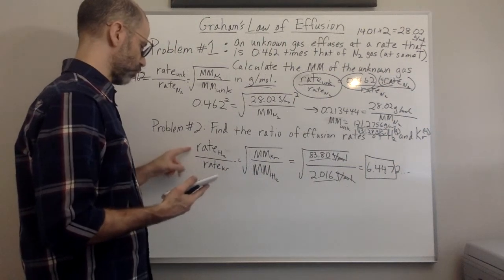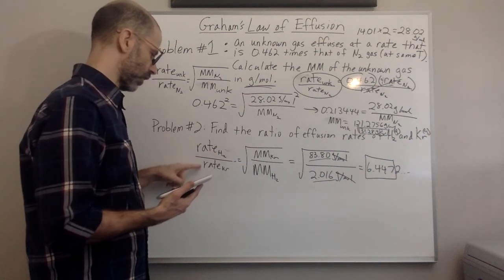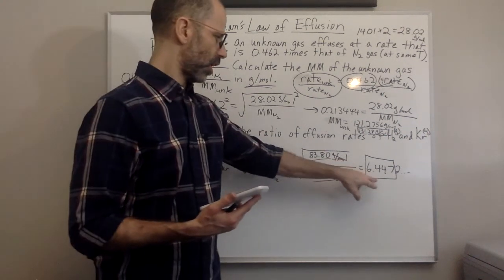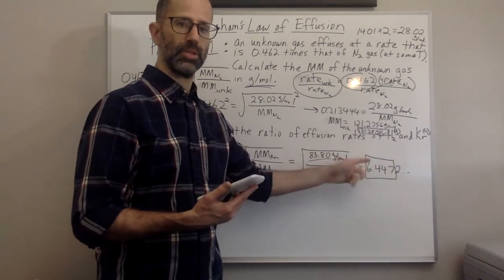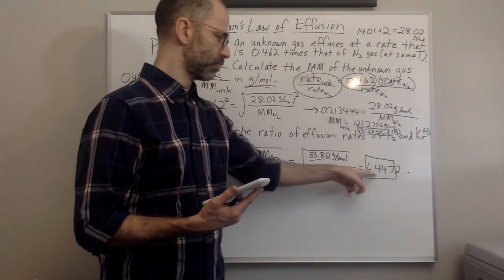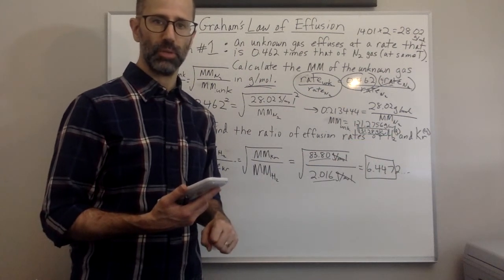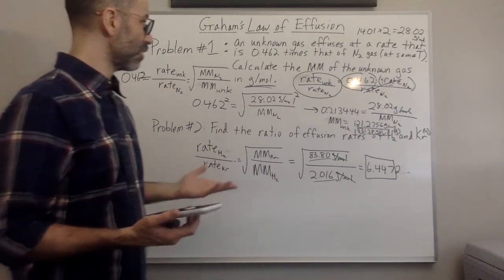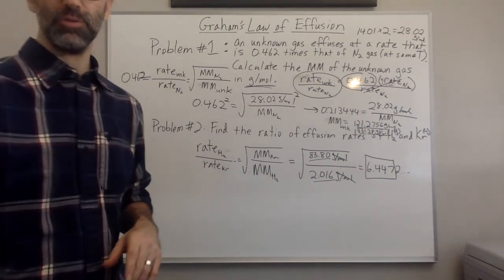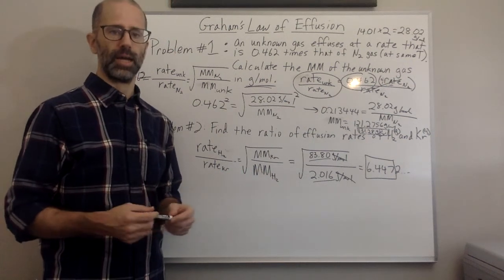Now, if you flip these, if you had the rate of Kr on top and the rate of H2 on the bottom, then this 6.447 to 1 would be flipped. So you'd have 1 over 6.447, whatever that fraction is going to be. So you'll get a decimal number of some sort. So that's how you use Graham's law of effusion. It's a very simple equation and may come in handy.